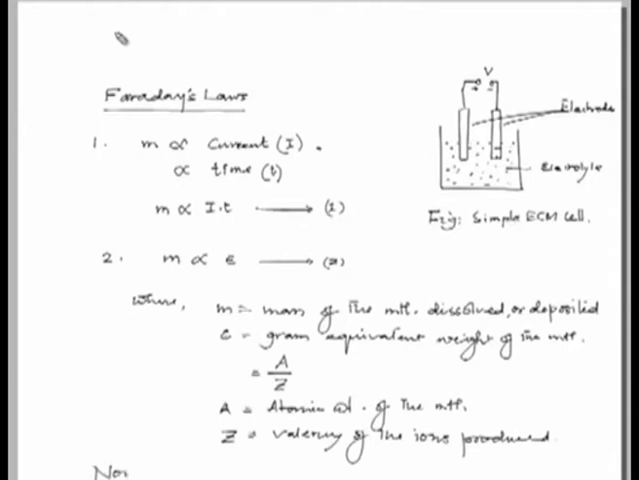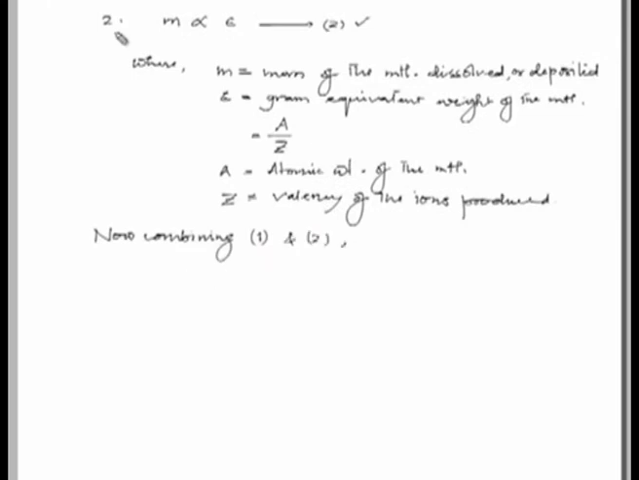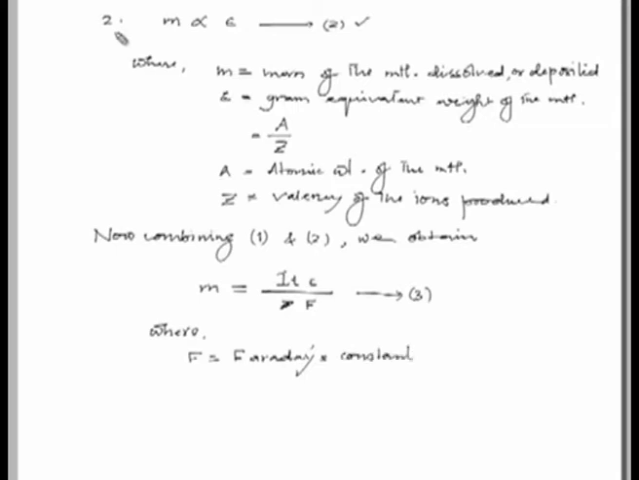Now, combining equation 1 and equation 2, we obtain m is equal to I T epsilon by F, where F is known as Faraday's constant. This is equivalent to 96,500 coulombs.